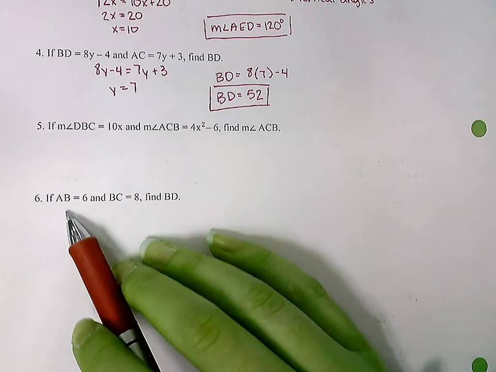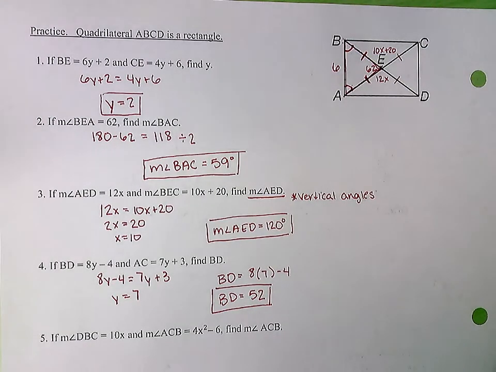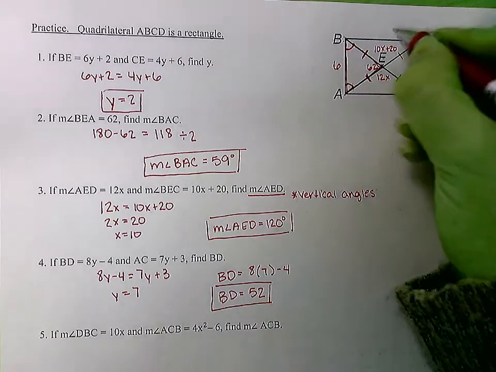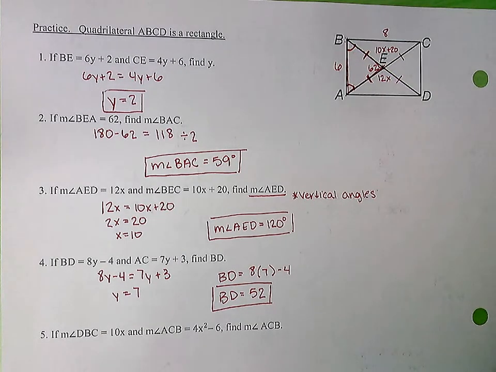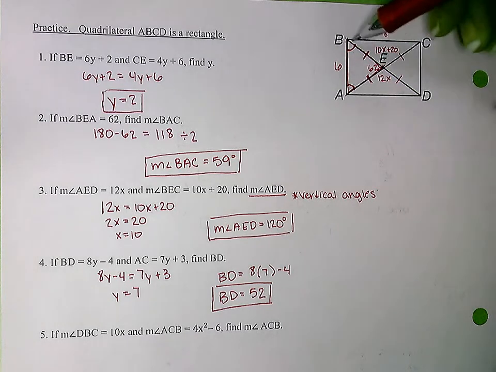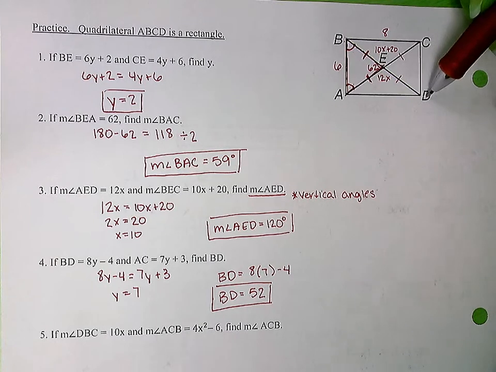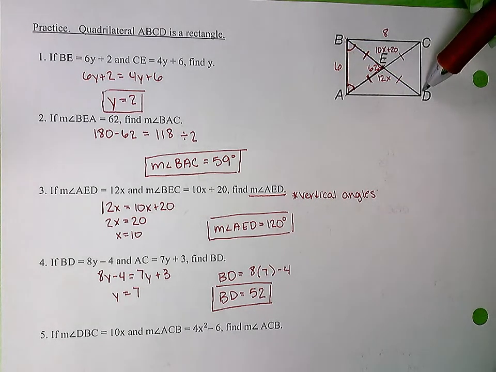Okay, so number 6, you have AB is 6. So if I look back up on my picture here, AB is 6. Okay, I also am given BC is 8. Okay, so BC is 8. And we want to find the length of BD. All right. BD, that length is also equal to which length?